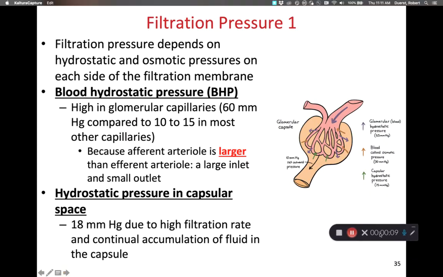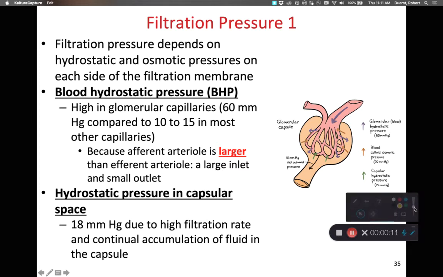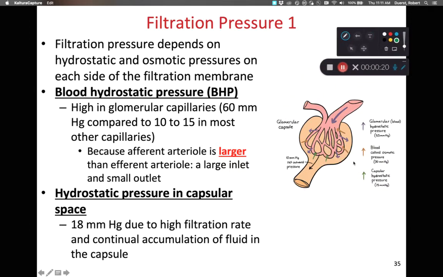Here we go. This is the slide I wanted to start on. So in this recording, we're going to focus on filtration within the kidneys, within the nephron specifically, in more detail. We need some pressure to help power filtration.